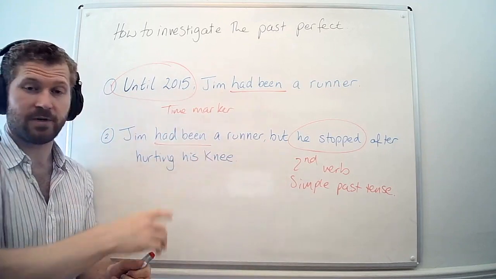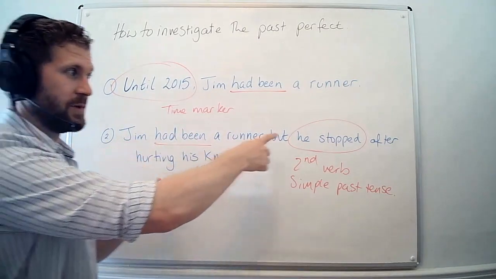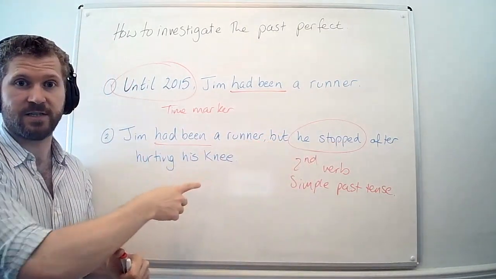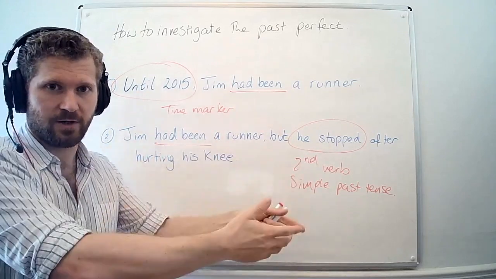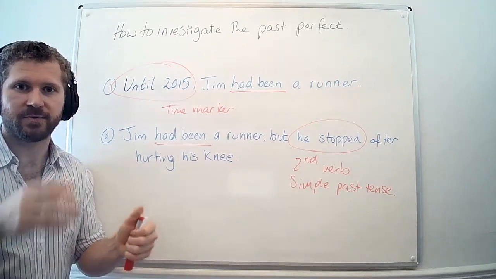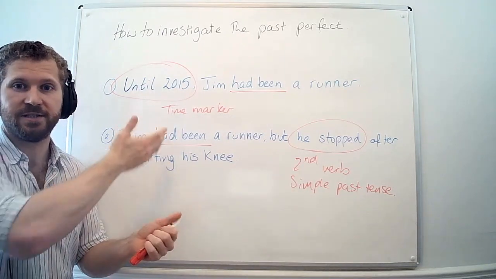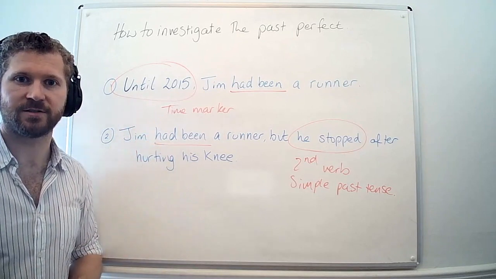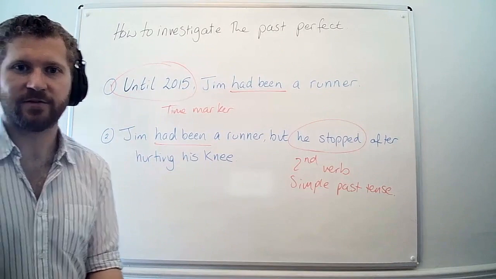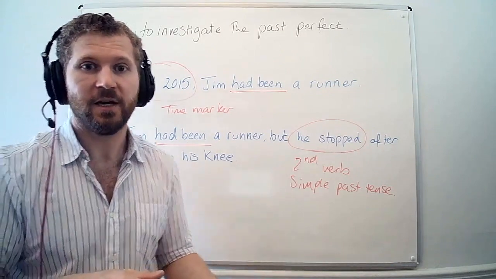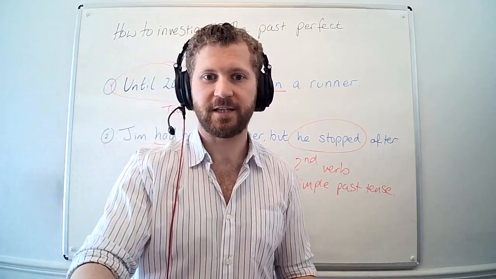Now we'll just take a look at the rest of the sentence to make sure the context works. So he had been a runner, but he stopped after hurting his knee. Seems to make sense. He was a runner, he hurt his knee, that made him stop. The context works. We've got the technical side of things that works as well. This sentence looks good, and both of these examples would work on GMAT sentence correction. All right, so that's how I would go about taking a look at past perfect when it appears in the sentence. And so what we'll do now is start putting official examples up on the screen for you to take a look at.